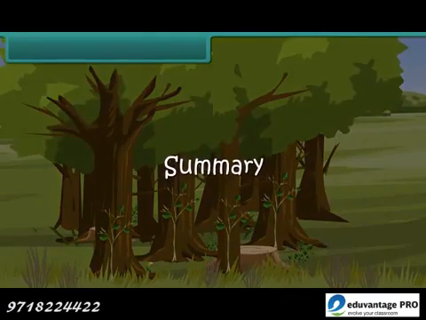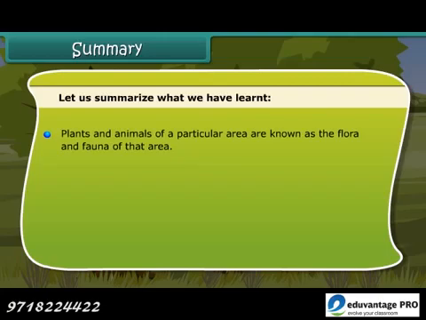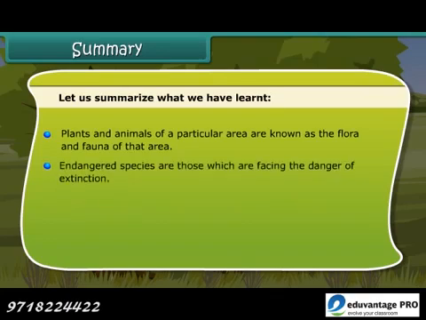Summary. Let us summarize what we have learned. Plants and animals of a particular area are known as the flora and fauna of that area. Endangered species are those which are facing the danger of extinction.